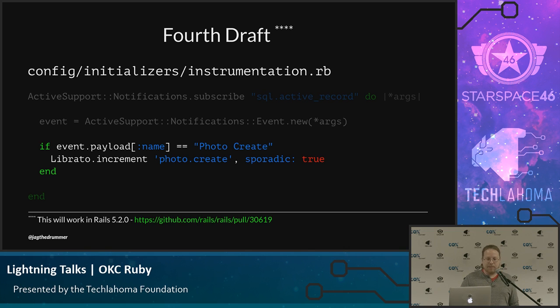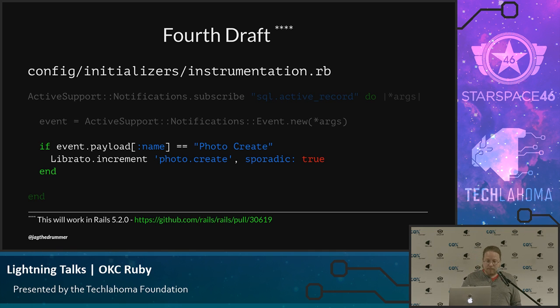You might say, if the event payload name is equal to Photo Create, let's call Librato and tell them that we've just created a photo. You could generalize this. You probably want to tell Librato about every object that ever gets created in your system. And so instead of investigating the name, you would just look to see, does it contain create? And if so, let's just post that directly to Librato.